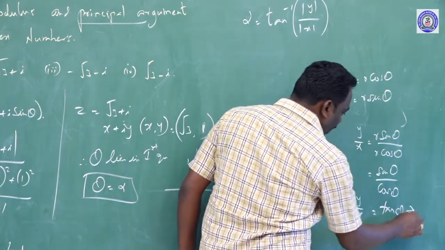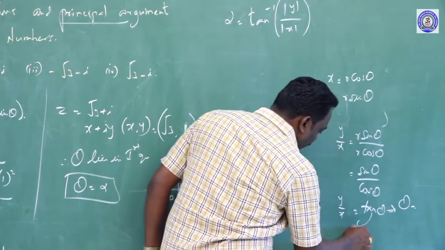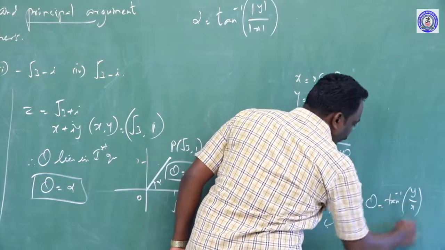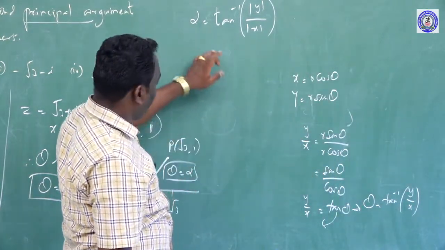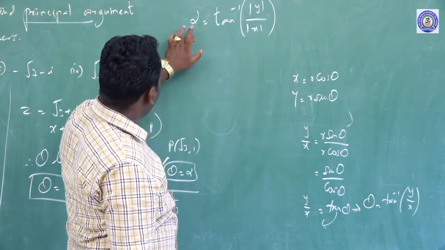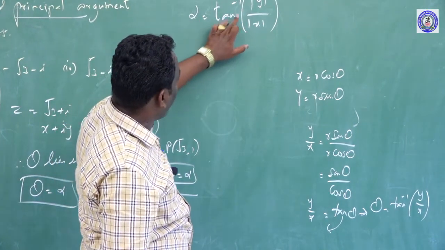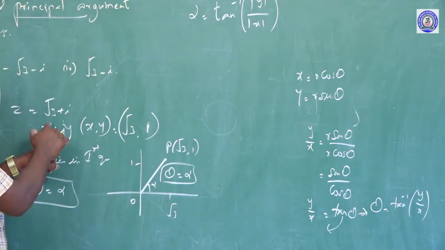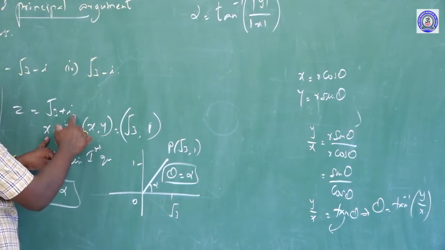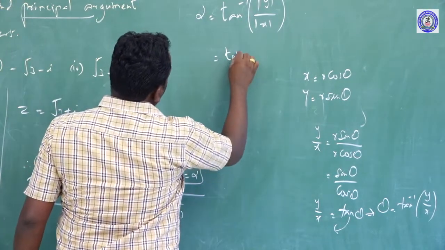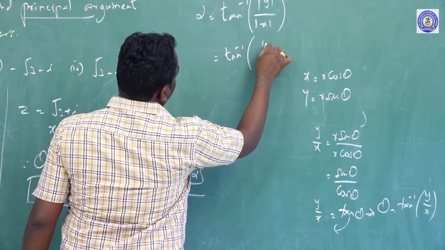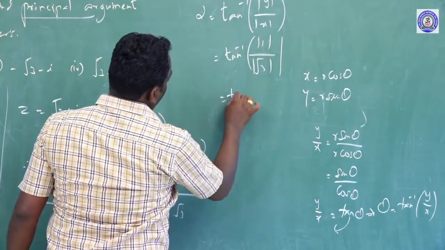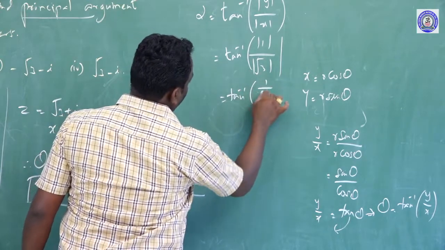Now that implies, to find theta, just transfer: theta is equal to tan inverse of y by x. So theta, which is called the argument of z, in the form of alpha equals tan inverse of modulus of y by modulus of x. Now in the complex number, x equals root 3 and y equals plus 1. Just replace here: that is equal to tan inverse of modulus of 1 by modulus of root 3, that is equal to tan inverse of 1 by root 3.